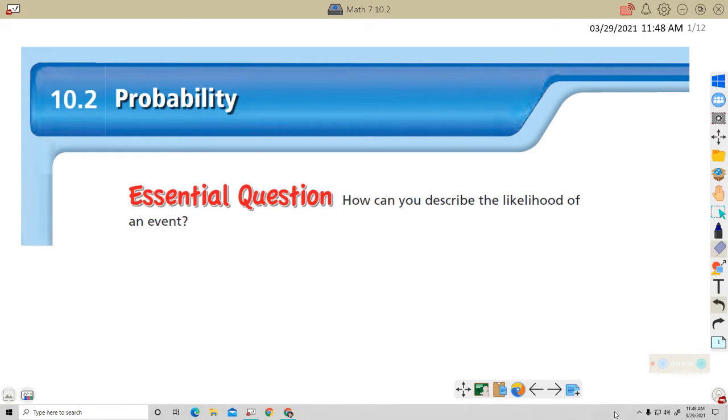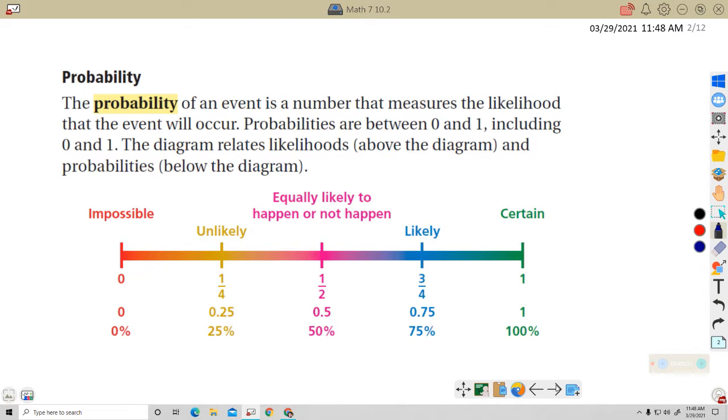And that's for certain. This is lesson 10.2 on probability, in which we ask the essential question, how can you describe the likelihood of an event? So we have this new word here, likelihood. In the previous lesson, we talked about the word event, so we know what that means. Let's take a look, shall we?